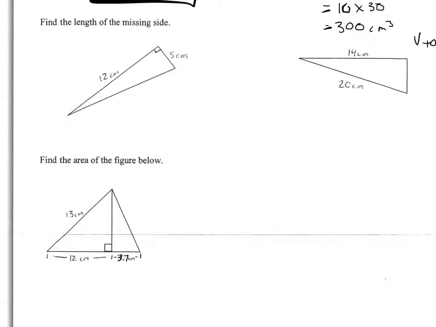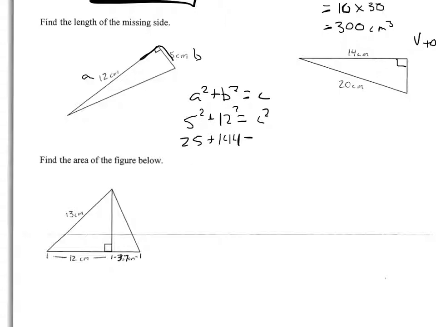Alright, find the length of the missing side. So these are both right triangles, even though this one didn't seem to have a right triangle symbol in it. Remember, our two legs make that right angle, A and B. So we're going to use A squared plus B squared equals C squared. So 5 squared plus 12 squared is equal to c squared. It's 25 plus 144 is equal to c squared, 169 is equal to c squared, which means that 13 is equal to c. So our missing length here is c is equal to 13.